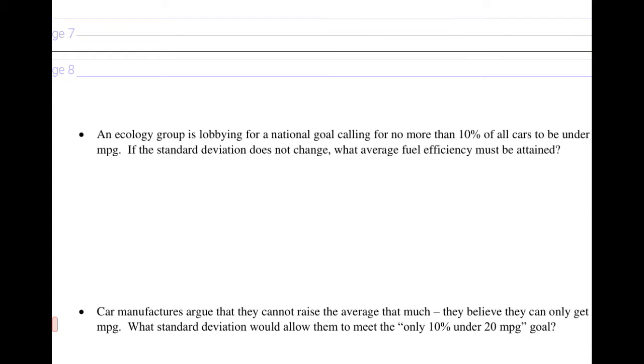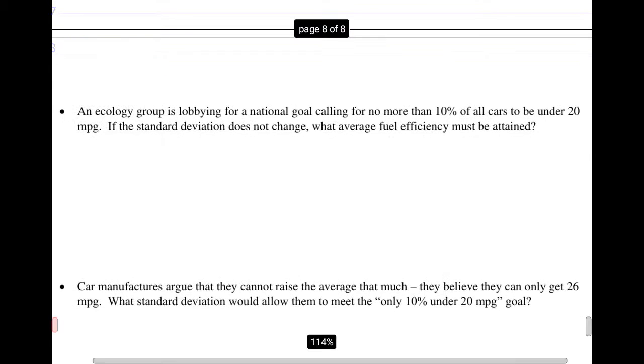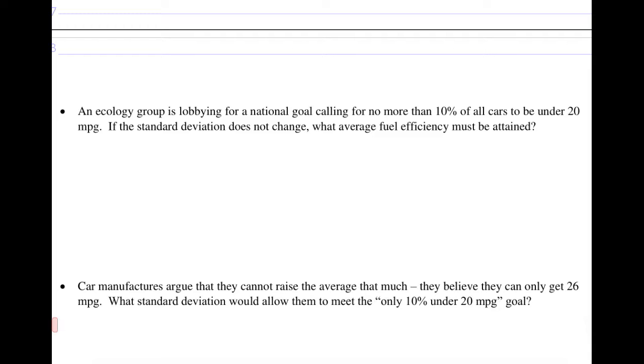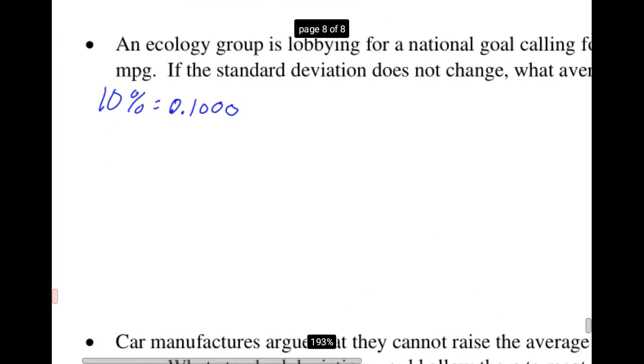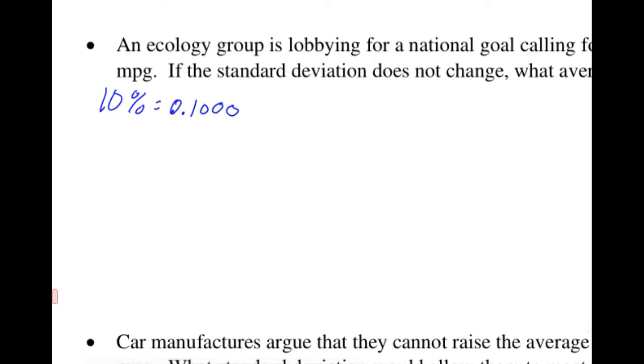An ecology group is lobbying for a national goal calling for no more than 10% of all cars to be under 20 miles per gallon. If the standard deviation does not change, what average fuel efficiency must be attained? So, 10% is the goal we're looking for. 10% equals 0.1000. So we want to look in our z table and get as close as we can to that.